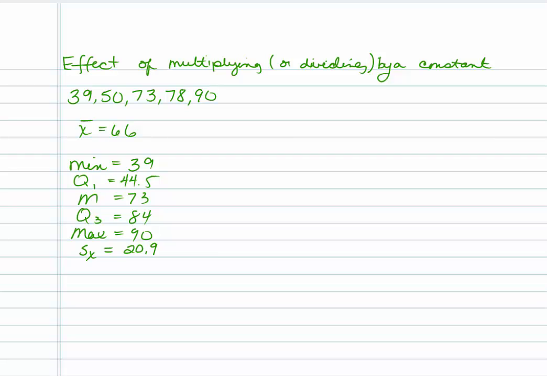So if I were to increase everybody's score by 10%, that would mean I would want to add 9 to 90. I would want to add 7.8 to 78. I would want to add 7.3 to 73. I'd want to add 5 to 50 and 3.9 to 39. Right off the bat, I don't like these numbers.